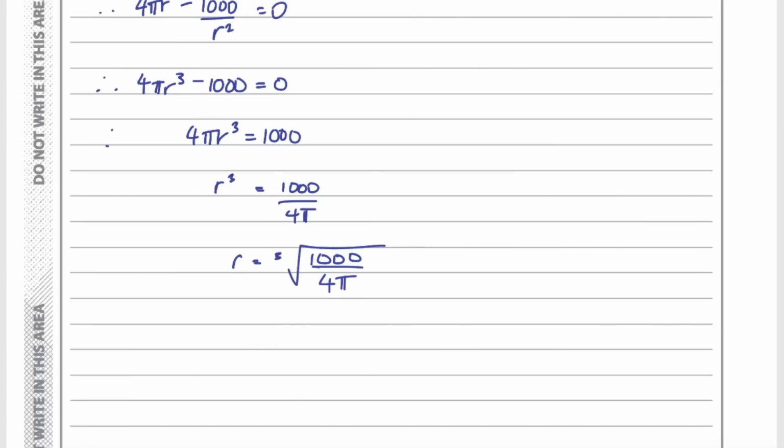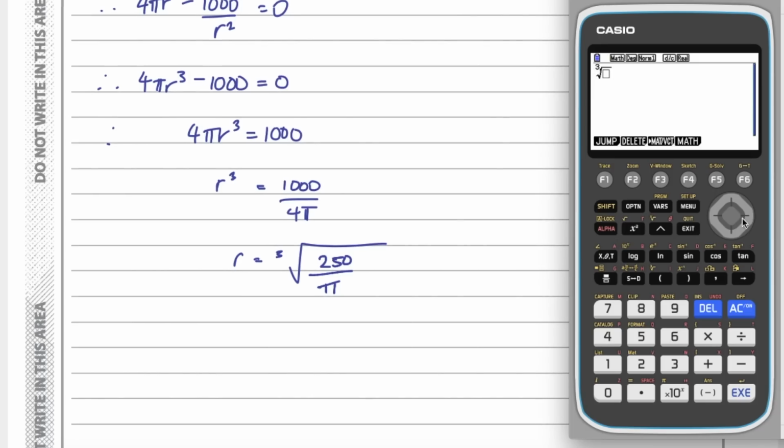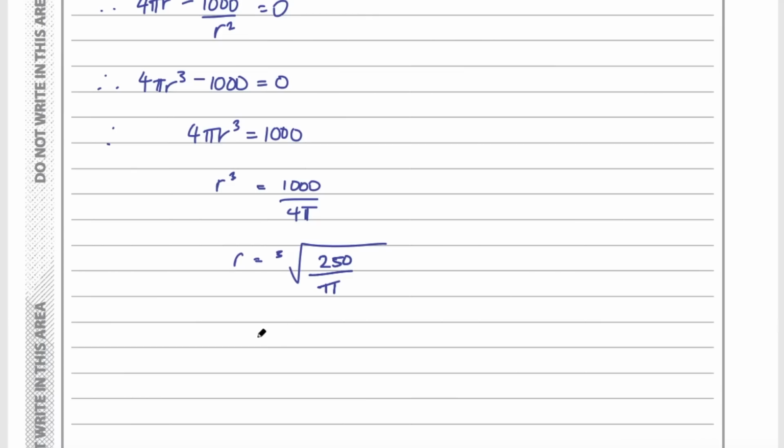I should have simplified that first, just to make it easier on myself. So 1000 divided by 4, that's 250 divided by pi, so we can do the cube root of 250 divided by pi, and we get 4.301, so we can round that off to 4.3.